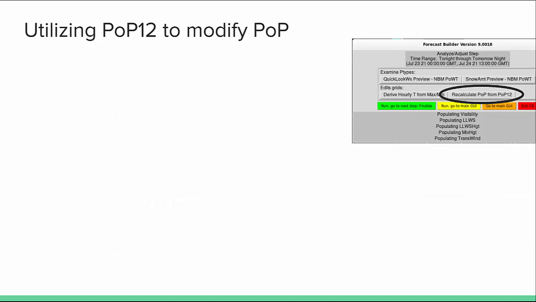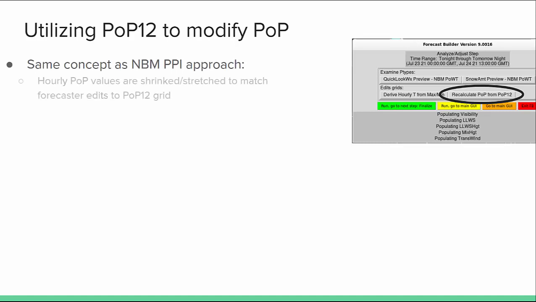because we don't have hourly data from the MBM during that time. So in that same GUI that happens after the populate step, we talked about the derive hourly T from XMIN. There's also one called recalculate pop from pop 12. This, again, like the hourly temperature one, has the same concept as the MBM PPI approach, where your hourly pop values are going to be shrinked or stretched to match your edits to a pop 12 grid.